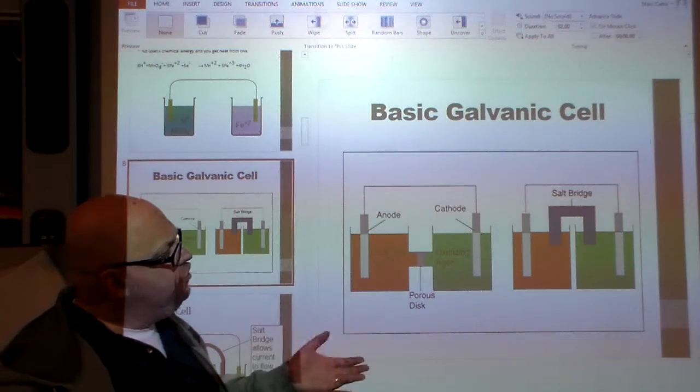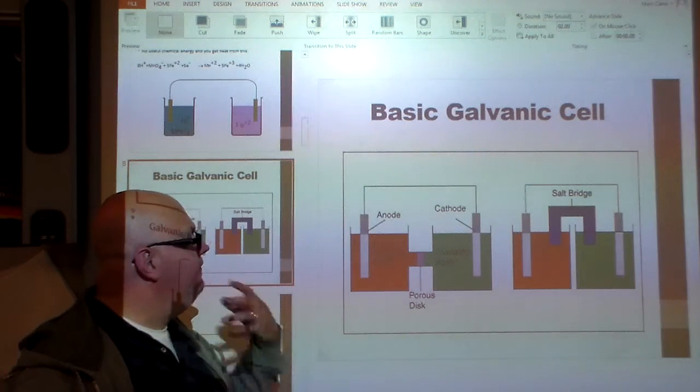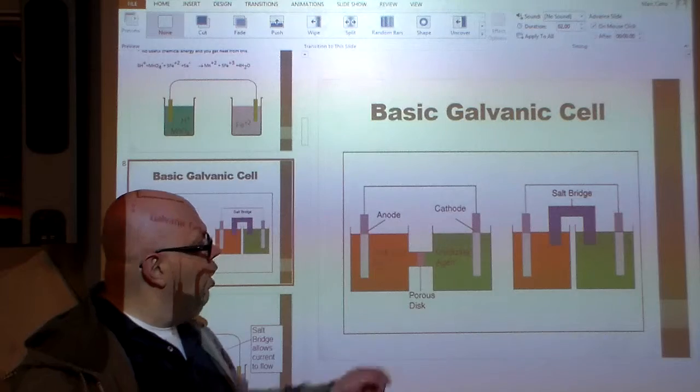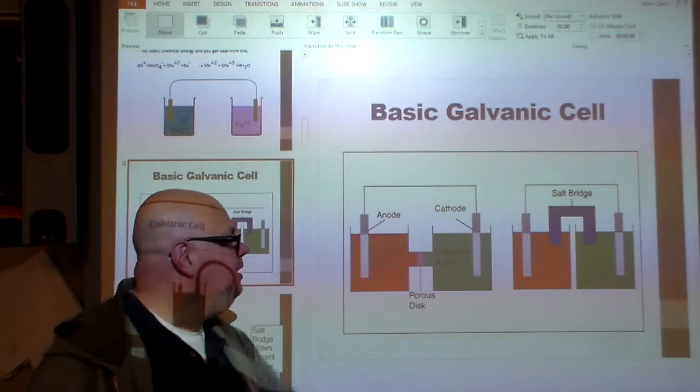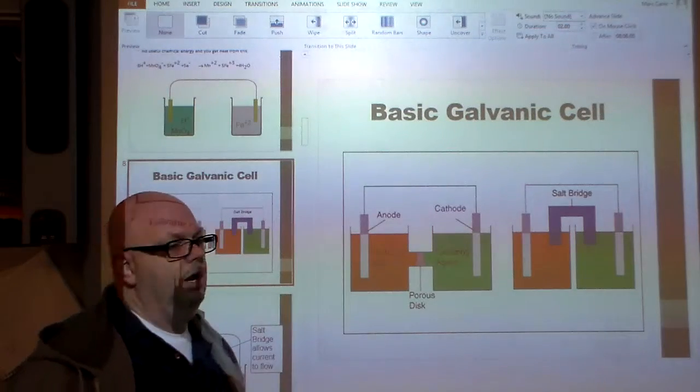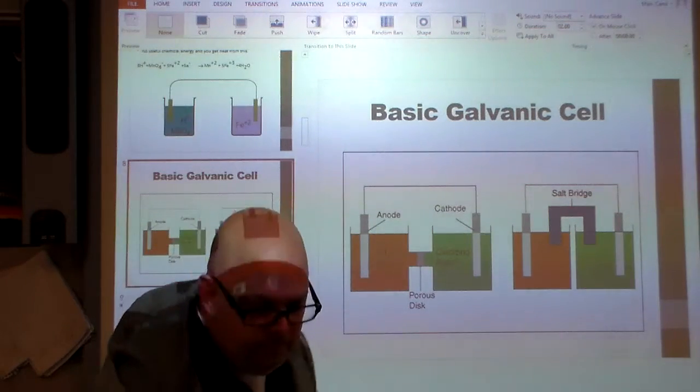Now there's two ways that we can handle this to make a very basic galvanic cell. One, we can put a porous disc here. Well, what is that going to do? It will allow anions to go through here.